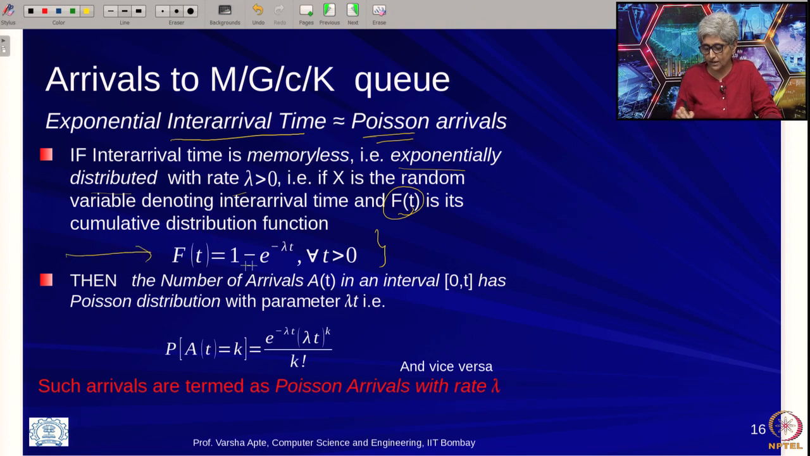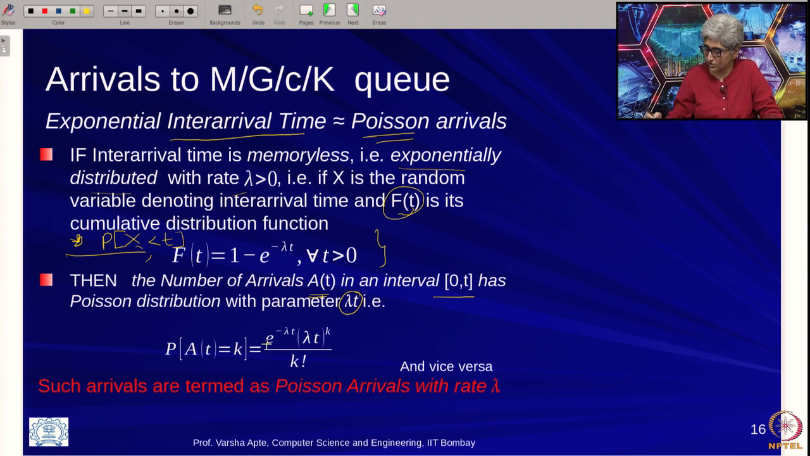This is the probability that the inter-arrival time will be less than t. Similarly, suppose the number of arrivals A(t) denotes the number of arrivals to a queue in the interval 0 to t. If the inter-arrival time is memoryless, then the number of arrivals has Poisson distribution. This is the relationship basically, and it is vice versa also. If the number of arrivals A(t) in an interval 0 to t has Poisson distribution with parameter lambda t, then the inter-arrival time is exponentially distributed.